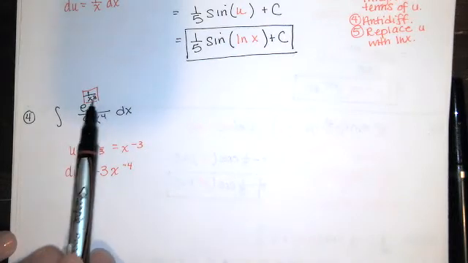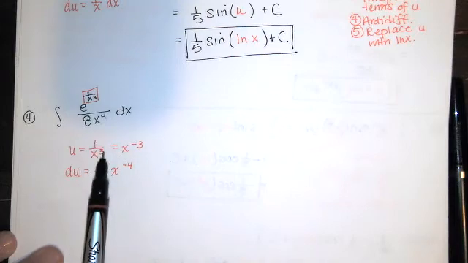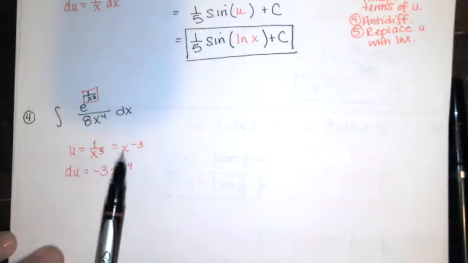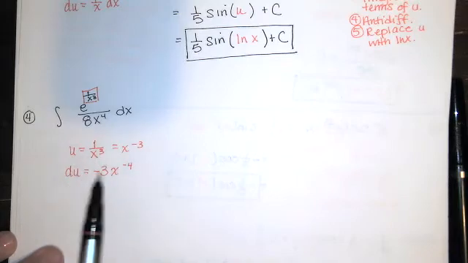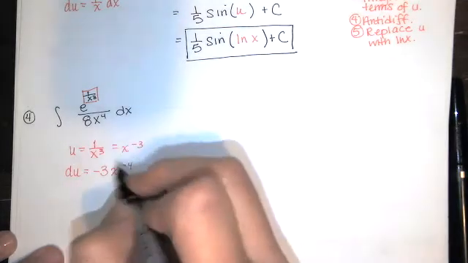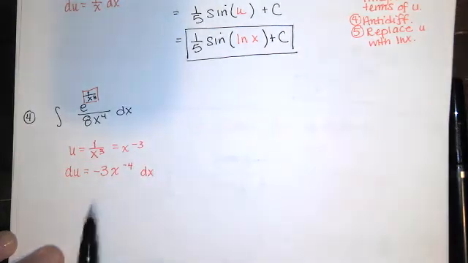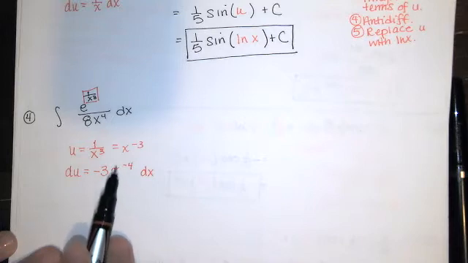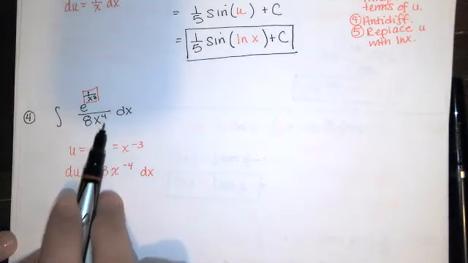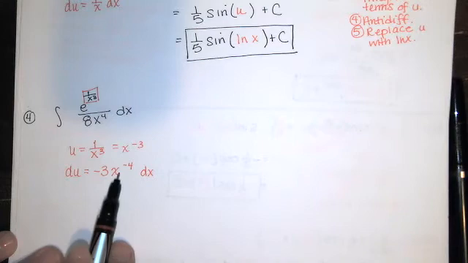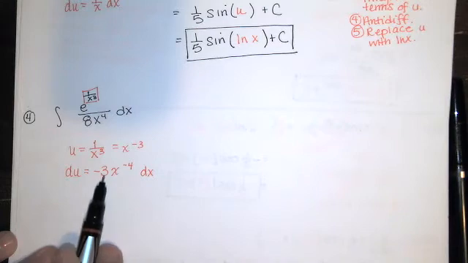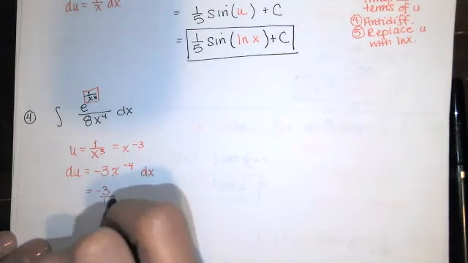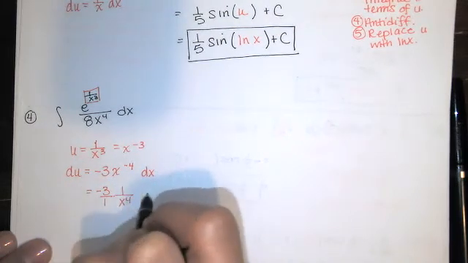So we identify the inside function, it's that, and then I rewrite it this way using my exponent properties so it's easier to take the derivative. Then I compute du, which is the derivative times dx. And then I ask myself, is this up there somewhere? Kind of. That x to the 4th in the denominator, that's the same as that x to the -4th. I don't need the -3 though. So I might rewrite this. This is -3/1 times 1/x to the 4th.